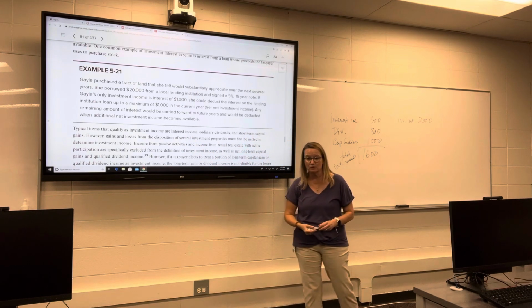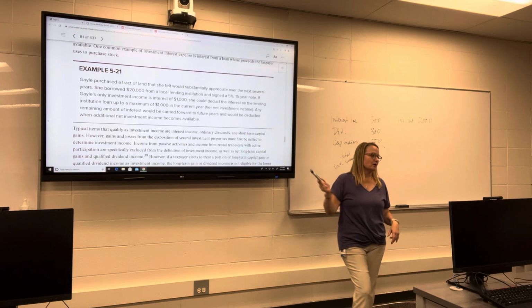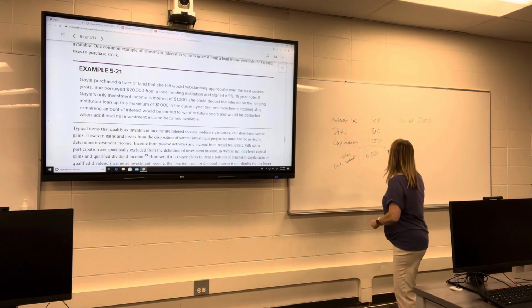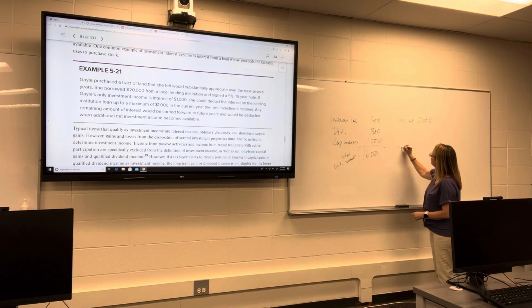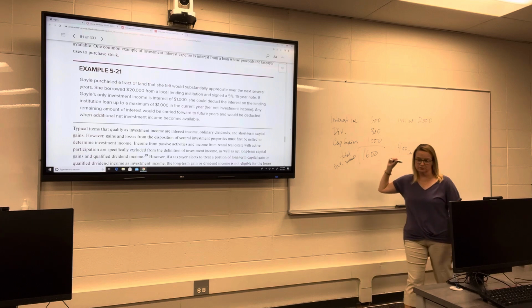and would be deducted when additional net investment income becomes available. This is a new concept for us, but this is very common in the tax code. So they're not saying, okay, you never get to take this. What they're saying is this additional, so in this case, our $400, we'll carry it forward to next year.